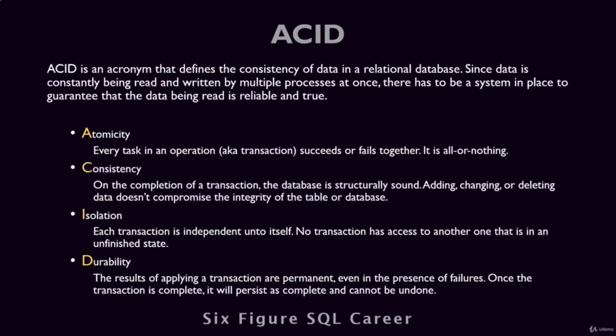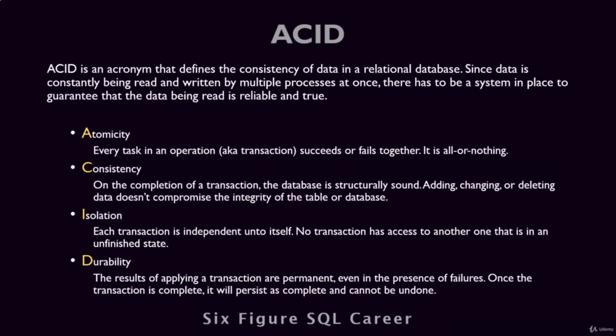Atomicity means that every task in an operation succeeds or fails together. In other words, your write operation is all or nothing. Consistency means that when the transaction completes, the database is structurally sound. So adding, changing, or deleting data doesn't compromise the integrity of the table or the database.